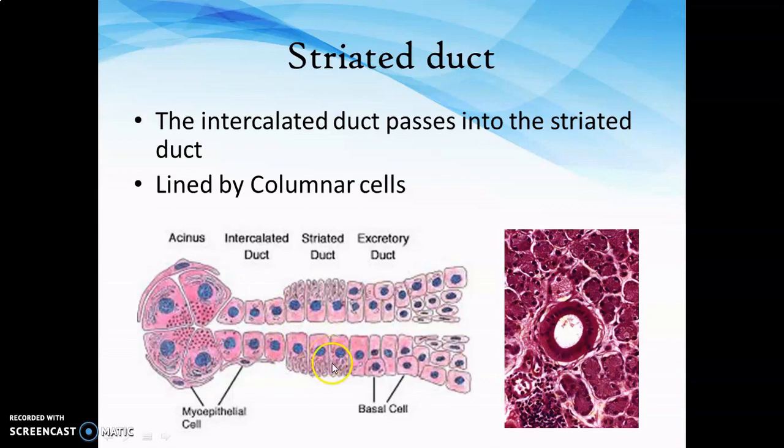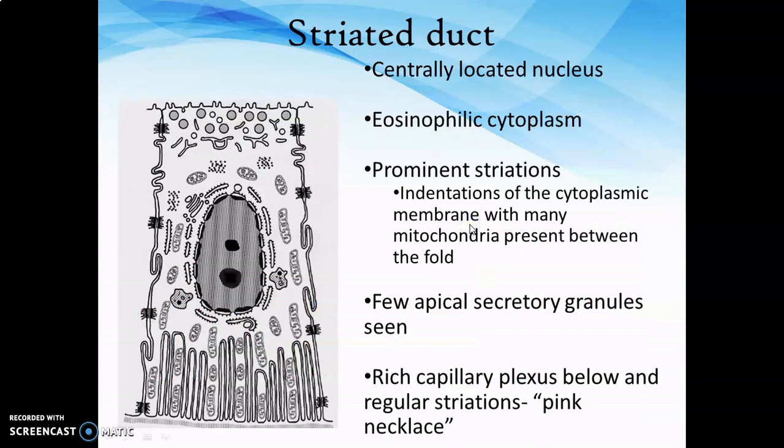And another very important peculiarity of striated duct cell is it has a lot of indentations or infoldings of the basal cell membrane. You can see the cross section of striated duct in this acini stained section. The cell has a centrally placed nucleus and eosinophilic cytoplasm, and the basal cell membrane shows a lot of infoldings, and there is presence of mitochondria in between these basal infoldings. Altogether, this gives an appearance of prominent striations, thus the duct derives its name, striated duct.